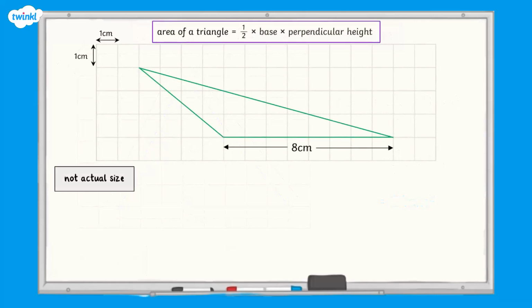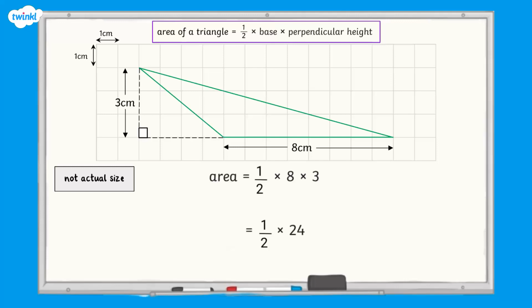Sometimes the perpendicular height isn't inside the triangle, like in this example. Here we can extend the base so that it is directly beneath the corner at the top of the triangle, making a right angle. When we use the formula, we take the actual base of the triangle that we started with, not the extended length. So the area of the triangle is half multiplied by 8 multiplied by 3, which equals 12 centimetres squared.